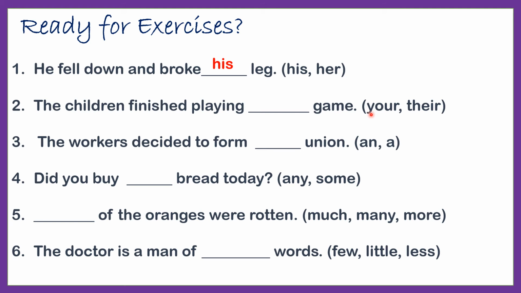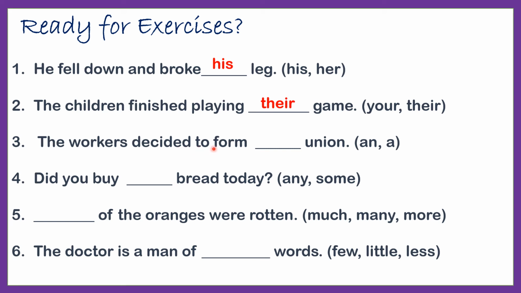The children finished playing dash game. Choices are your and their. Game is a noun. Again, this doesn't give away much, so we have to go back and read the sentence for better understanding. So who finished playing? Children finished playing. So whose game was over? Children's game. So we have to say it was their game which was finished. So the answer will be their.